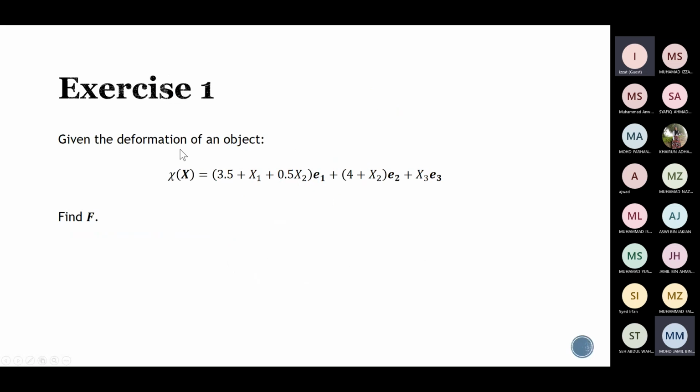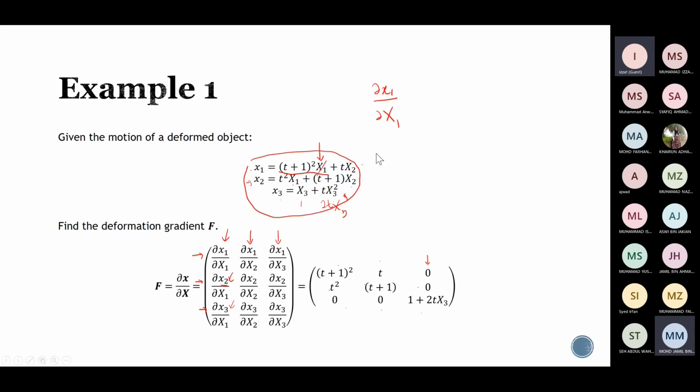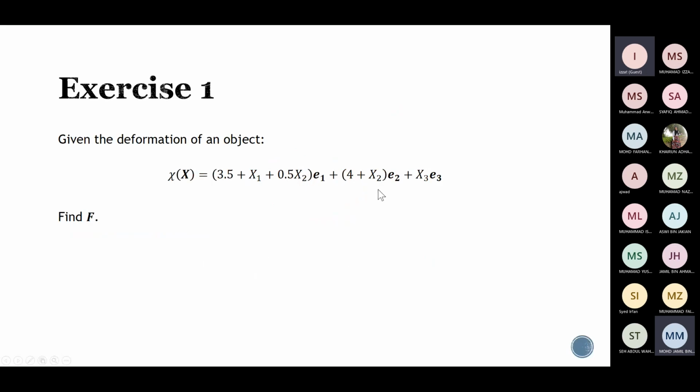So let's try this exercise, okay? Given the deformation of an object, chi x equals this equation. So now the equation is arranged slightly differently, okay, compared to the example. In the example, the equation is separated in terms of small x1, small x2, and small x3. But you have to remember that motion is a vector, so it can also be written in vector form. So if you find this kind of motion in vector form, it will be good if you can separate them in component form.